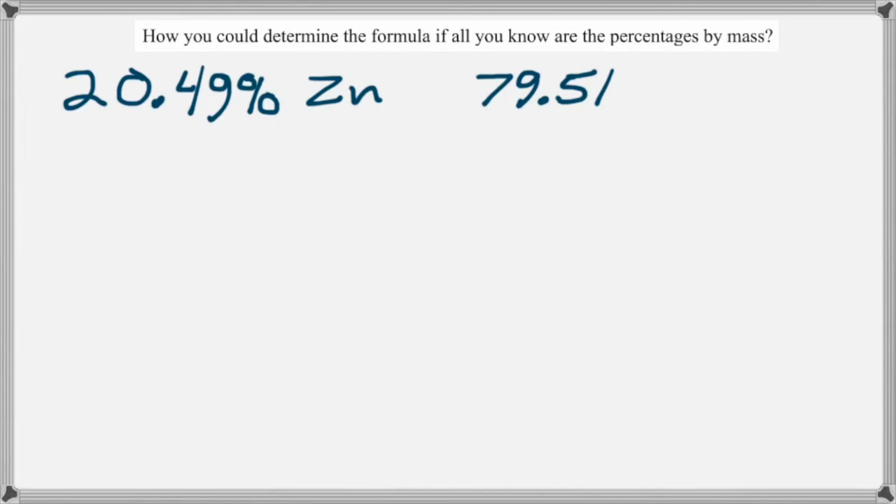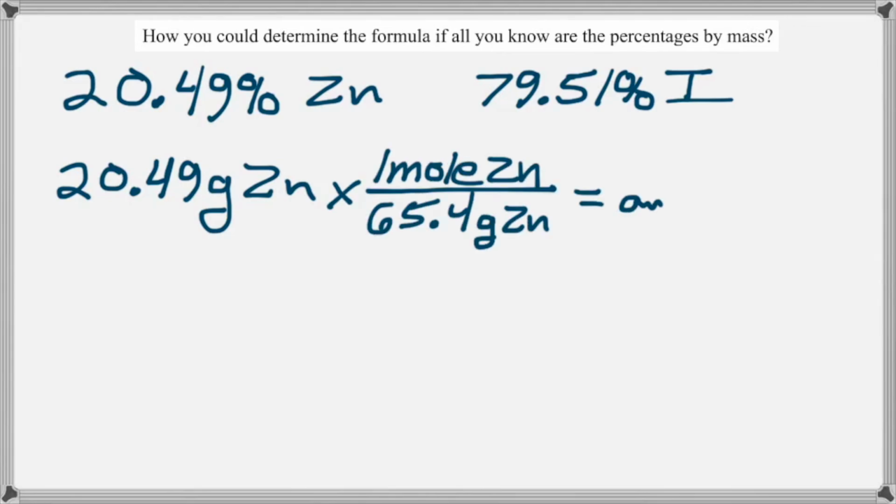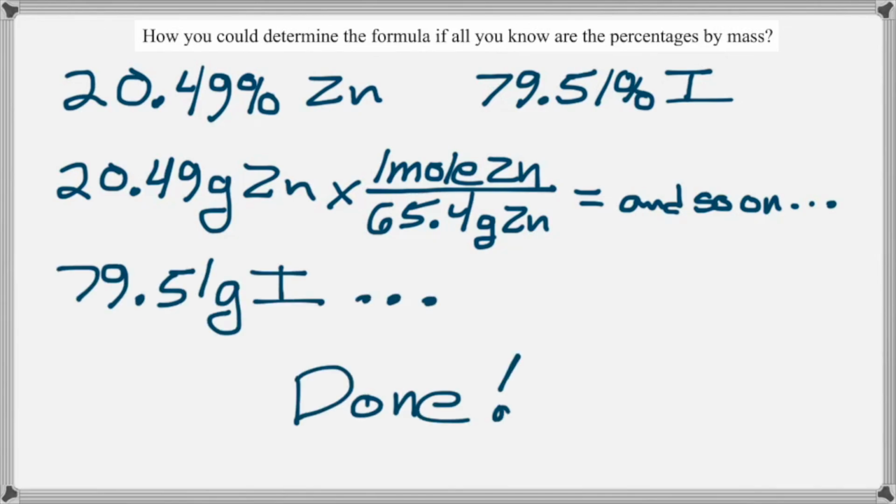Finally, what would you do if you wanted to find the formula and all you knew were the percentages by mass? Well, that's easy. Just pretend that whatever amount you have as a percentage is how many grams you have. From there, calculate the number of moles of zinc, and then go on and do the same thing for the iodine, and calculate the ratio just like you did a moment ago, and you're done.